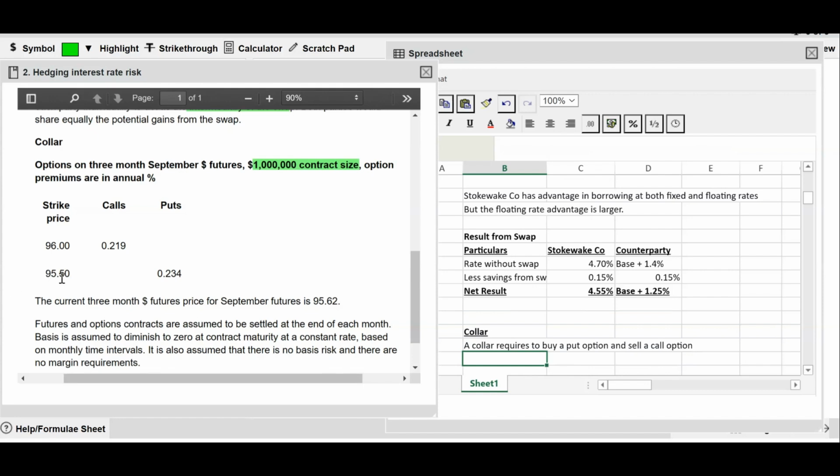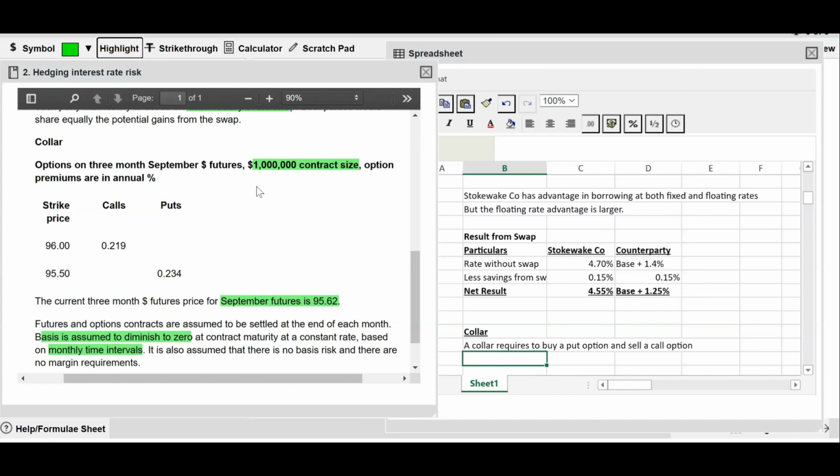The call is available at a strike of 96. Further, it says that the current September futures is 95.62, and that is going to be 4.38 percentage. How 4.38? 100 minus 95.62 will give me 4.38 percentage. The question further states that the basis is going to diminish to zero at contract maturity, and that it is based on monthly time intervals.